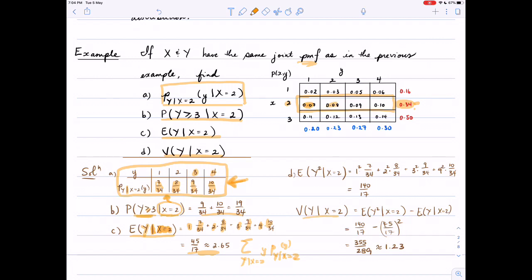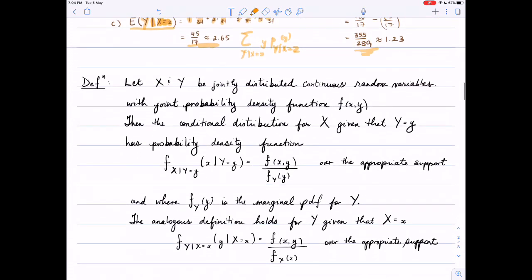Same thing for variance. You need E of y squared given x equals 2 minus the square of E of y given x equals 2. So y squared is calculated the same way: you're calculating the square of the y values times the probability of those y values given x equals 2. You crunch through that and you get the value there. So once you have that conditional distribution, it is treated like any other distribution. Let's go and look at the continuous case, which we will do in the next video.